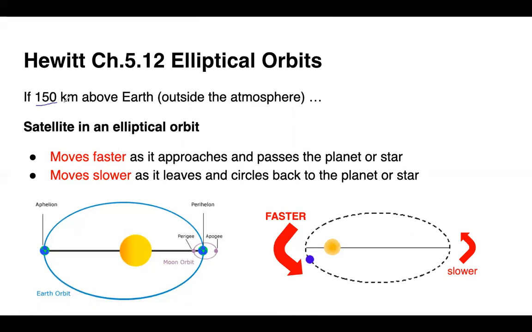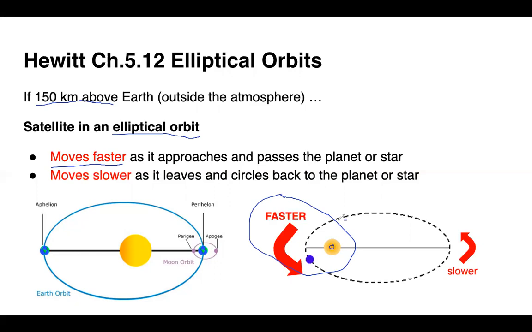Again, we're assuming we're 150 kilometers above, so there's no air drag influencing here. If the satellite is in an elliptical orbit, it is going to move faster in this zone when it is closest to the source of gravity, right? The focus of what it's rotating around.